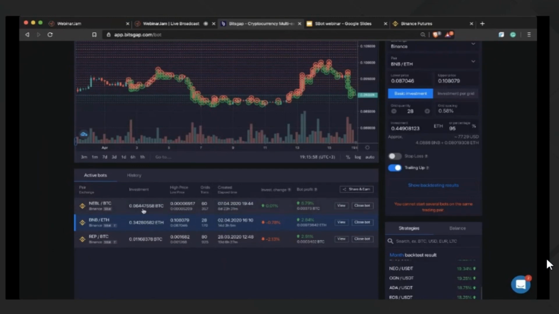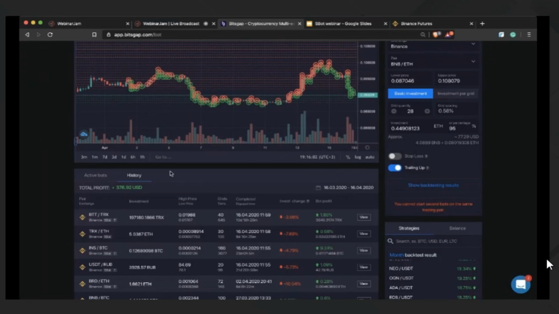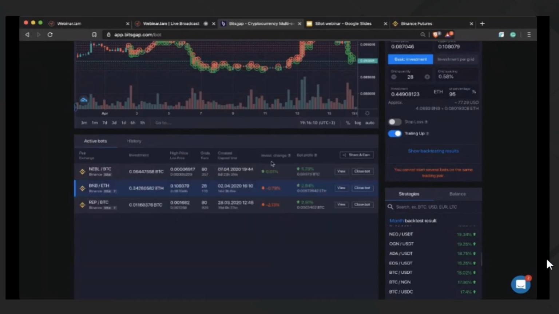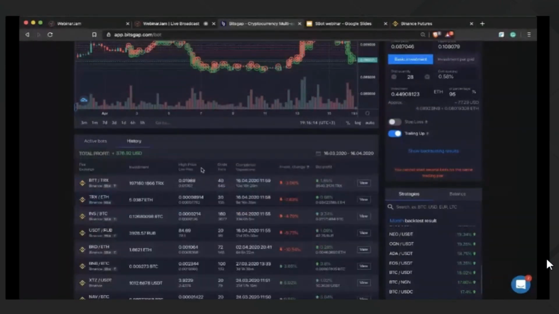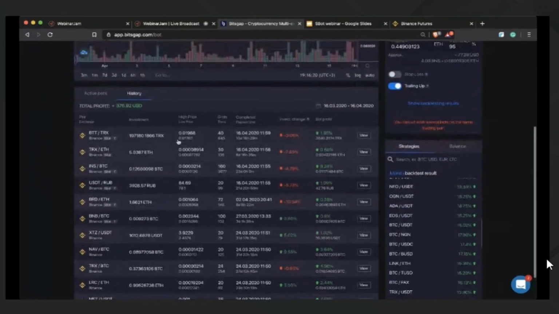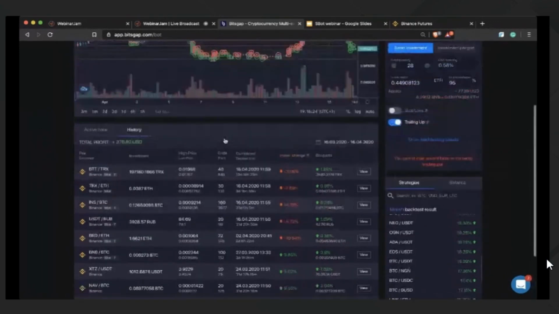Here you can also see the investment value. What else? The history. History is where all of your bot strategies that you used before go. When you clicked on close the bot, it goes to the history log. So here you can see all of your bots that you ever initiated.